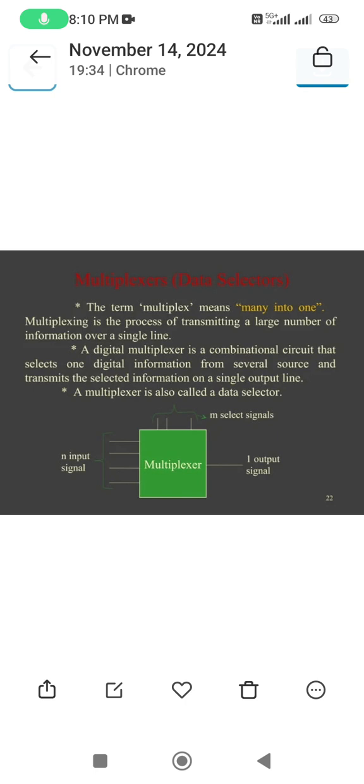So here we have input signals, and there will be an output signal and there will be selection signals, which depend upon the number of inputs used.